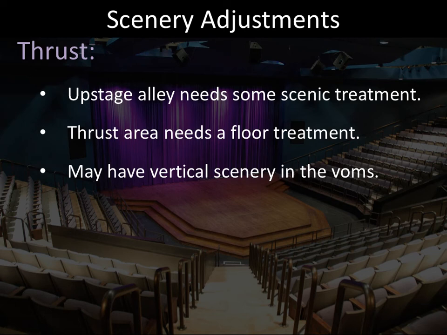But now we have this thrust area too that demands some kind of a floor treatment. Is it grass? Is it a parquet floor? Is it a stone floor? So we have kind of a combination of the demands of an upstage area that need to have maybe walls and doors and entrances and pieces of houses or pieces of castles or forests. So that may be going on upstage, but then we also have the possibility of some vertical scenery in the VOMs. So the thrust tends to be a combo of what happens in an arena space and what happens in a proscenium space.